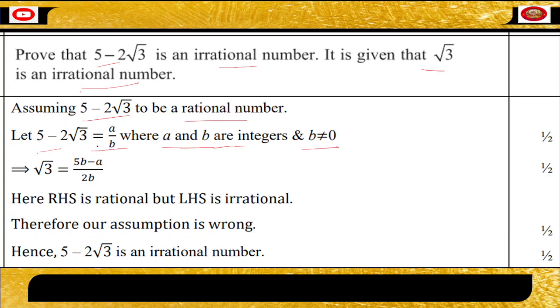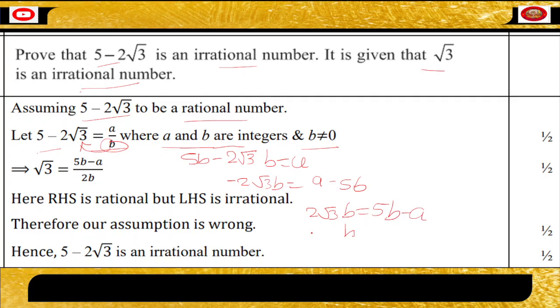Multiply. First, multiply b on this side: 5b minus 2 root 3 into b is equal to a. Next, minus 2 root 3 into b is equal to a minus 5b. Next, multiply by minus on both sides. We get 2 root 3 into b is equal to 5b minus a.